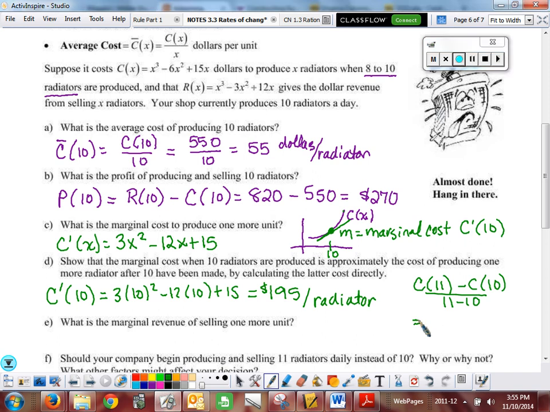Right, and then our C of 11 ends up being 770 minus my C of 10, which I calculated above, which was 550. Of course, over 1 is going to give me $220 per radiator. And so the idea is, are they close? Yes. Are they the same? No. And that's because your slope, your instantaneous slope, using that as an estimator because this curve is concave up, is going to underestimate. And again, why do we care about using the derivative instead of actually calculating?